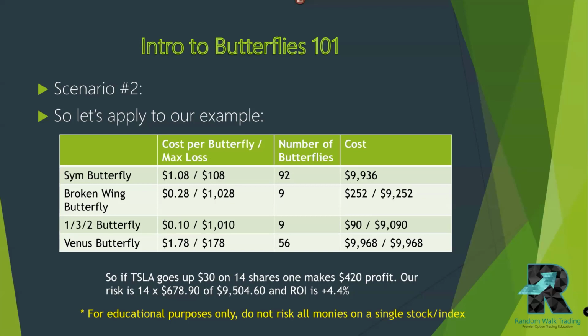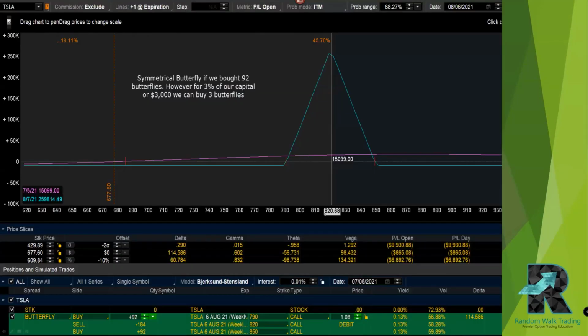So if we apply this, if we just want to do the number of butterflies, we can buy 92 symmetrical butterflies. We can do 9 broken wing butterflies. We could do 9 132 butterflies, and we can also do 56 Venus butterflies. But we're not going to spend the entire $10,000 because we want to be smart with our money. So this is just hypothetical, and we're not going to do it.